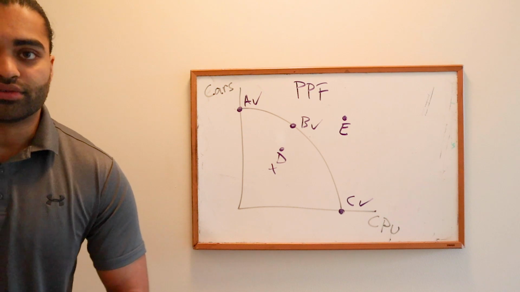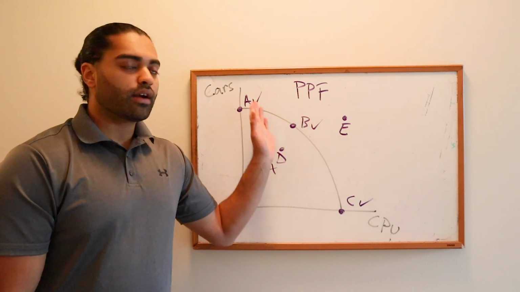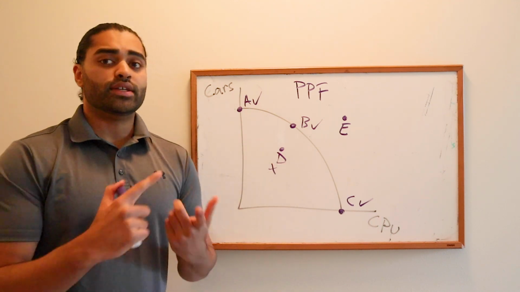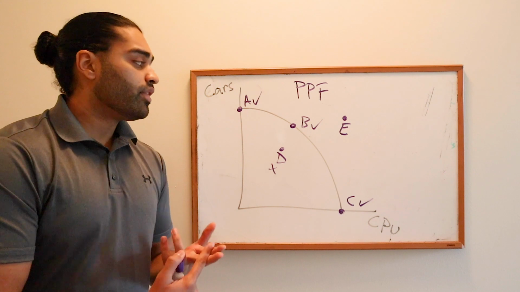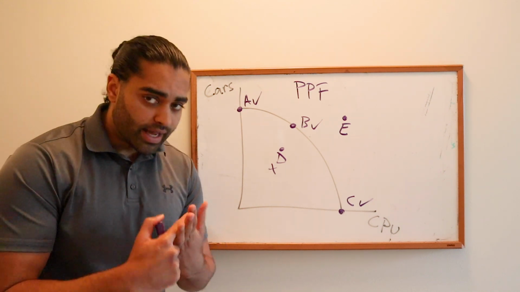Now, there's also another point that could be looked at, which is point E. This is past our potential. So at this point in time, we can't produce this combination. This is way out of our reach. There's a couple different ways to get there. One is through economic growth. The other is with access to more resources. And the last one is trade.